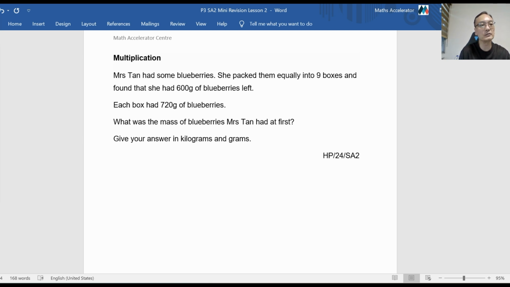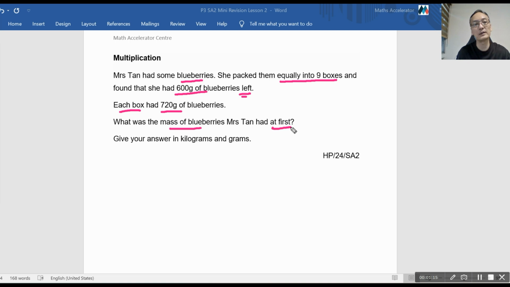Okay, after reading the question, let's underline some of the keywords. The keywords will include she packed them into boxes of 9, the blueberries, and she has 600 grams left. We also know that each box has 720 grams of blueberries, and we need to find the mass of blueberries that Mrs. Tan had at first. So after reading the question, let's organize the information in the form of a model.